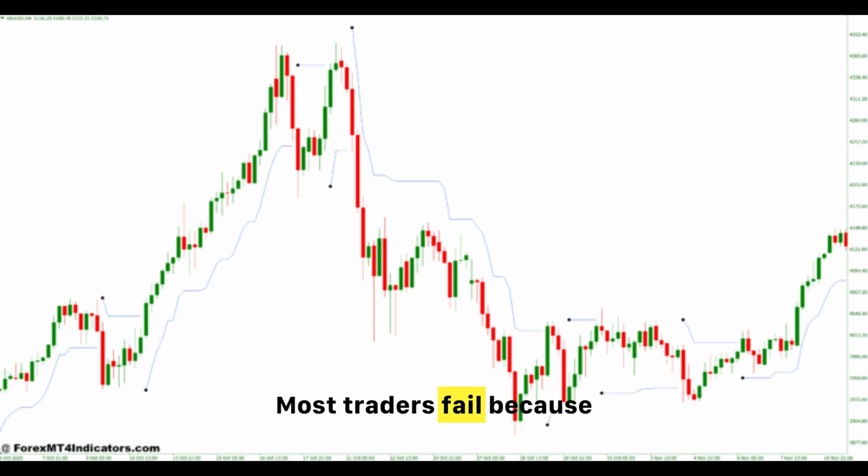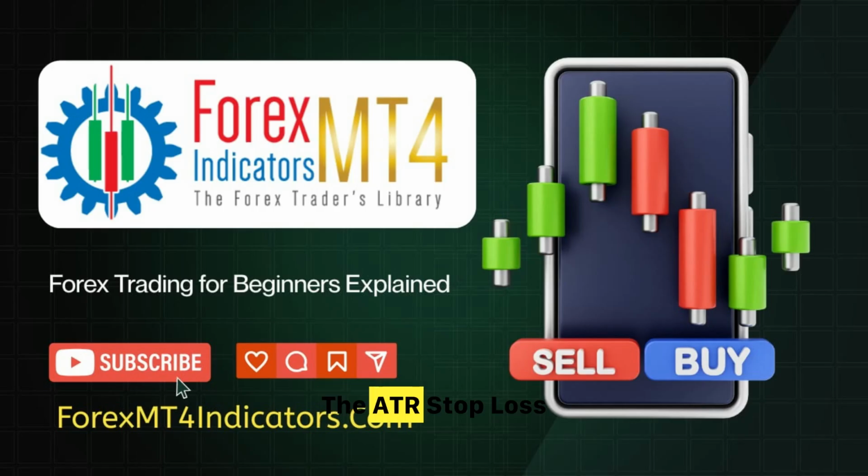Most traders fail because their stop losses are too tight. ATR-based stop losses adapt to market volatility and help reduce emotional exits during normal price swings. The ATR Stop Loss Indicator, MT4, helps traders manage risk smarter, stay in winning trades longer, and avoid random stop-outs caused by volatility.